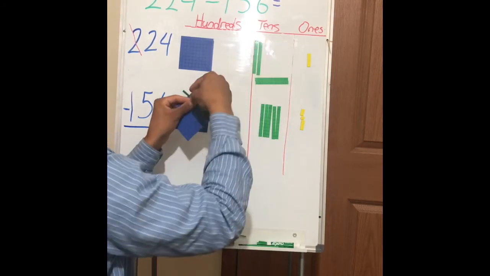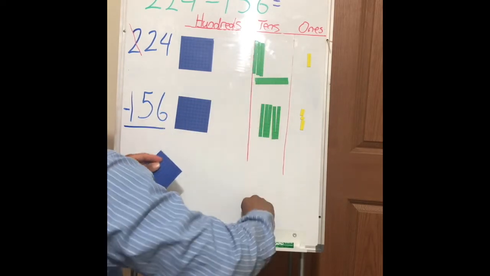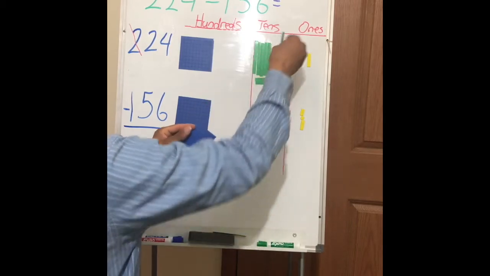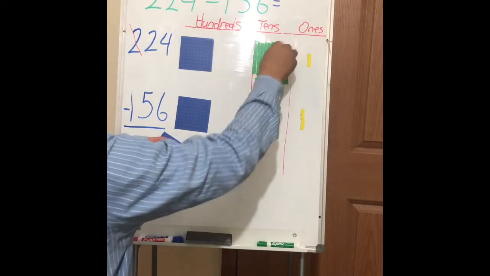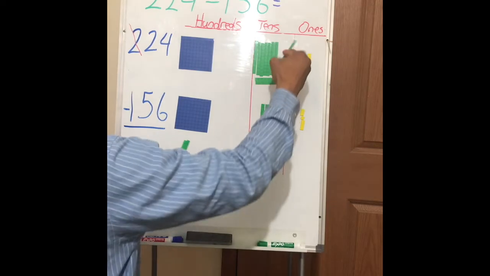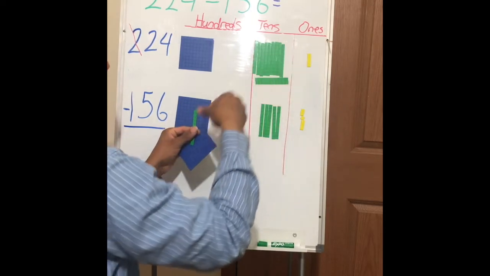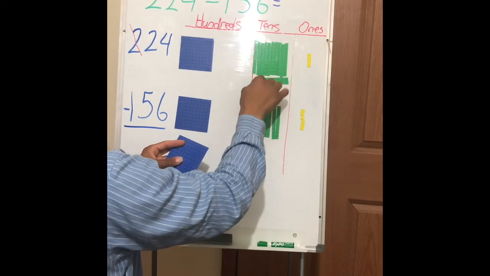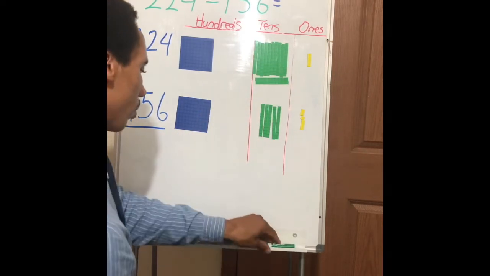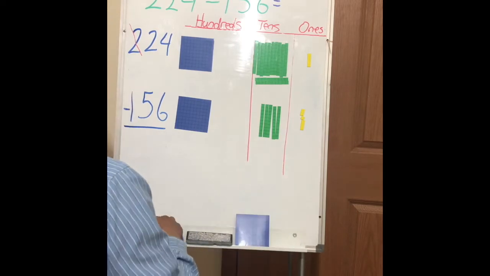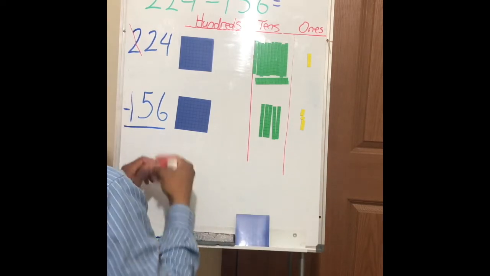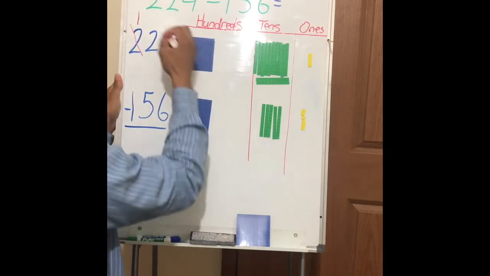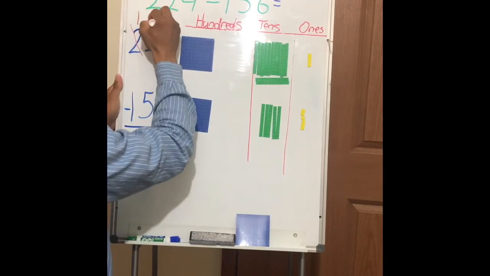1, 2, 3, 4, 5, 6, 7, 8, 9, 10. So now I have 10 plus 2. Now I have 12 10s in the tens place. So I'm left with 100 in the hundreds place. I have 100 left, so I'm going to put a 1 here to represent that.